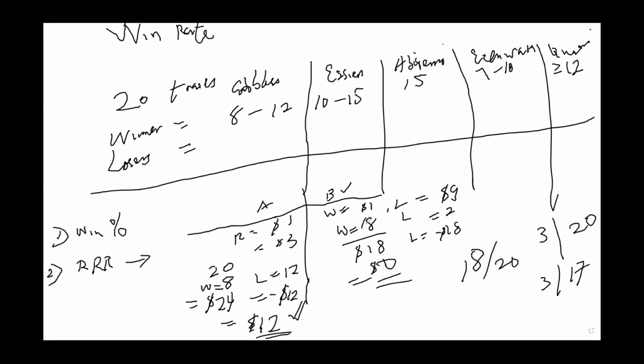Now, somebody winning, the question you are going to ask me is, is it not possible for somebody to win 18 and lose 2 and still maintain a high risk reward? That's almost impossible to achieve. If that happens in a particular month, that's like luck.